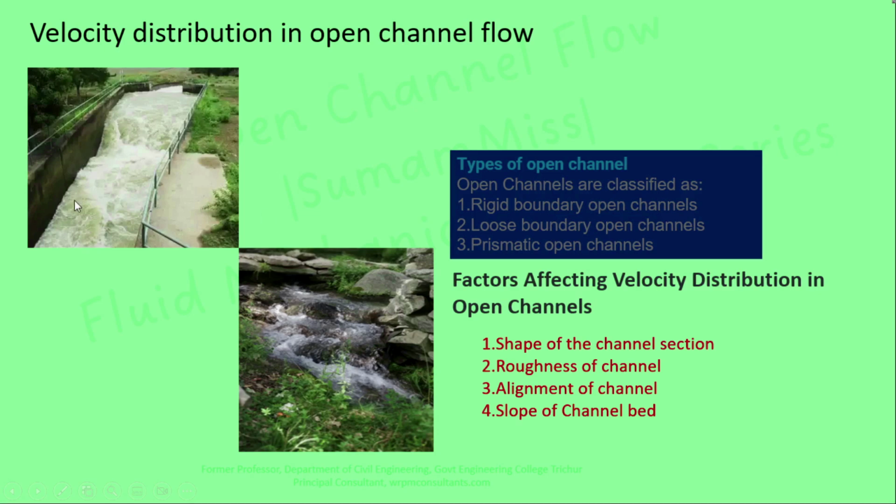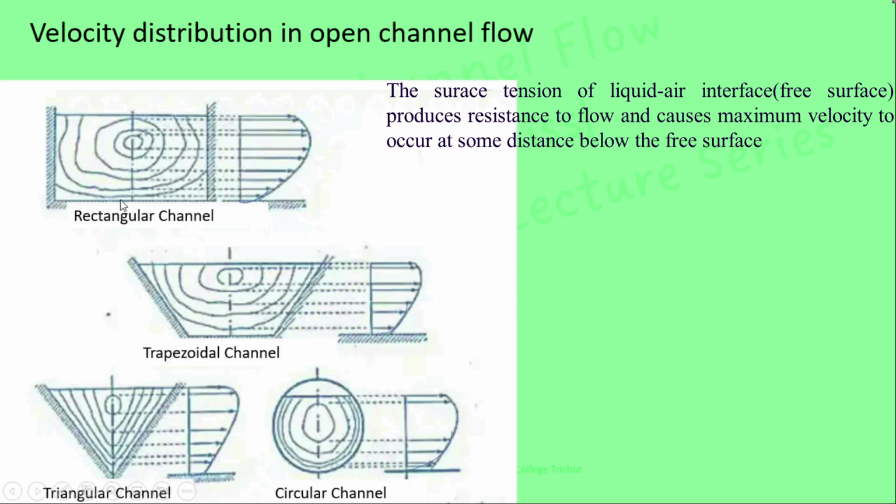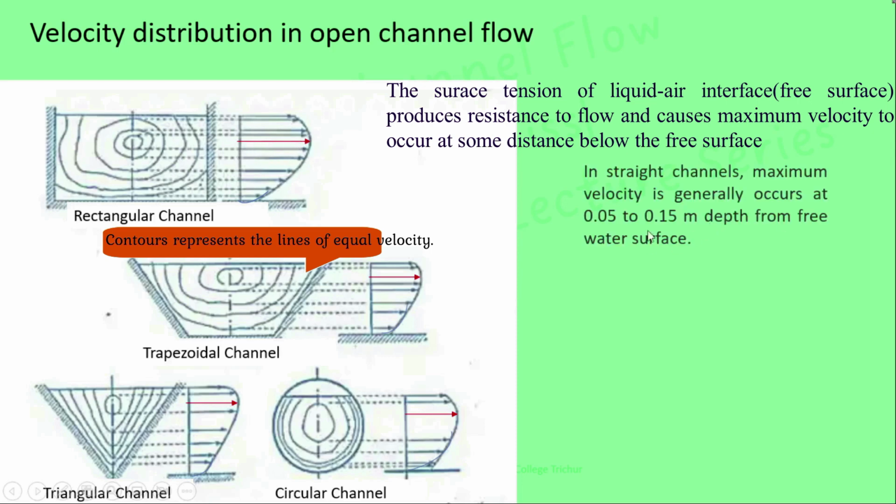Whereas in this figure you can see a prismatic channel. It is maintaining a constant shape and it is a lined channel, so roughness is constant. So velocity distribution here is more or less uniform. Now let us discuss the velocity distribution for different shapes of the channel. The figure shows rectangular channel, trapezoidal channel, triangular channel and circular channel. You can see that the velocity increases from minimum to the maximum, then it decreases. Velocity increases from 0 at the boundary to the maximum value, then it decreases when approaching the free surface. In the case of open channel flow, the free surface is exposed to atmosphere, so it is subjected to natural factors like wind, difference in temperature, pressure, etc. The maximum velocity occurs at a distance of 0.05 meter to 0.15 meter depth from the water surface.